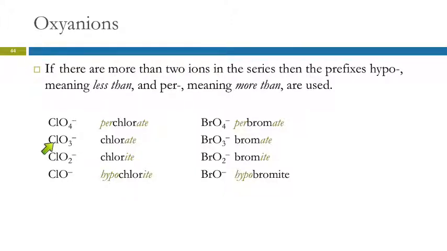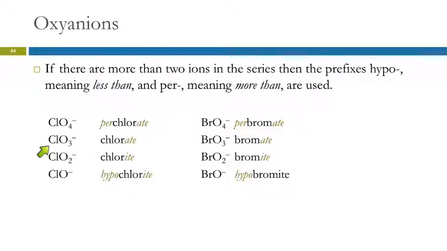And then what if we have 1 more oxygen than chlorate? That's perchlorate. Per has to do with more, like hyper, more energy. So perchlorate has an extra oxygen. We see this same pattern with bromine. Here's bromate. Bromite has 1 less. Hypobromite, even 1 less than that. And perbromate has 1 more than regular bromate.